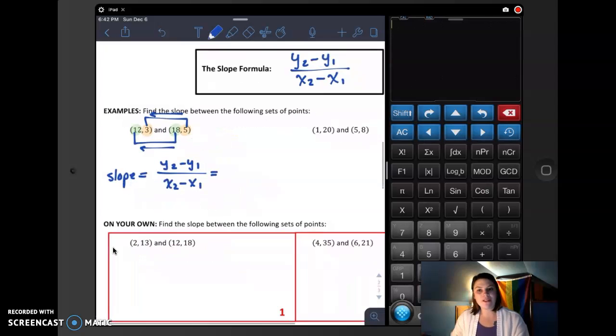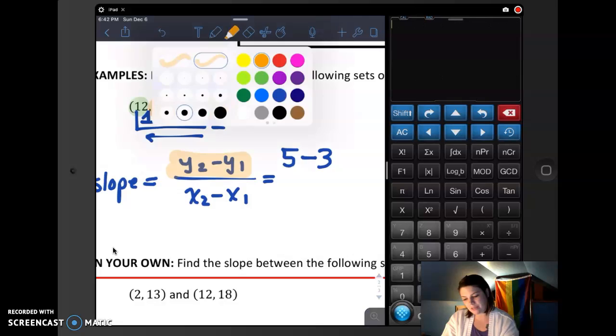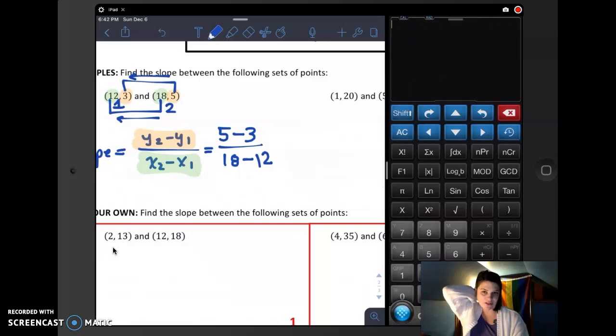And so what we're going to do is just plug in the numbers. So remember, this is the second point and this is our first point. So we have 5 minus 3, and that's highlighted in orange there. And then the green is highlighted. We have 18 minus 12. So the second x value minus the first x value.